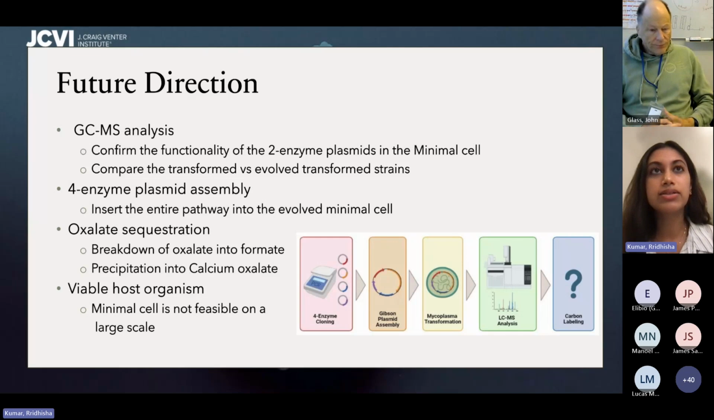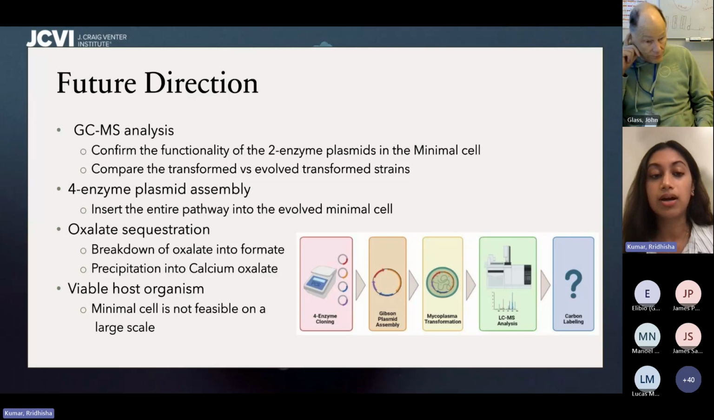However, if we want to take this to a larger scale, it's important that we address a few considerations. One of that being is the oxalate buildup in the pathway, which could be toxic to cells. So some ideas we've brainstormed are that there is a bacteria that can naturally break down oxalate into formate and use it for cellular processes. So, that's a potential candidate, or that enzyme could be useful. And then another way is possibly precipitating the oxalate into calcium oxalate.